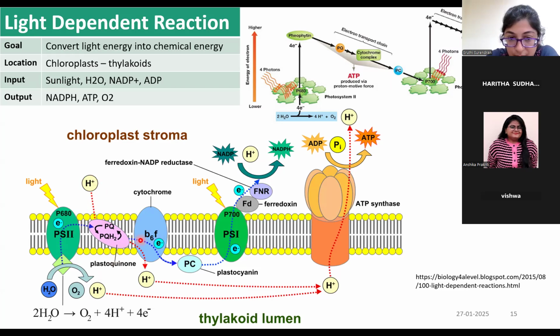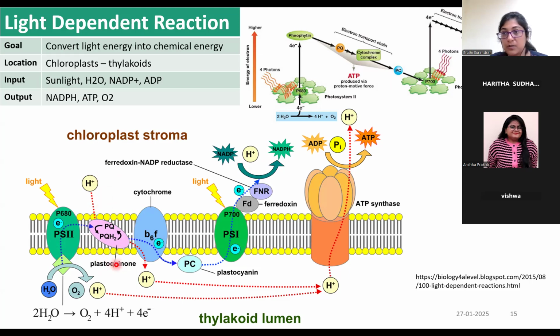So this electron transport is going to create an energy gradient that helps transport the H plus ions from the stroma to the lumen. This is the purpose of the electron transport chain between PS2 and PS1. It is to create an energy gradient for the H plus ions to travel from the stroma to the lumen.